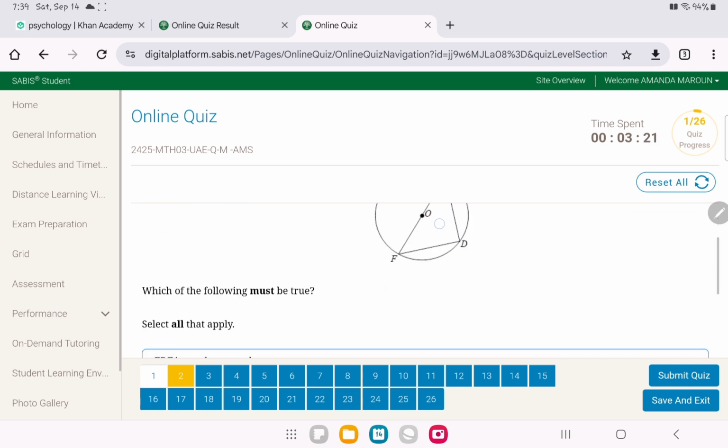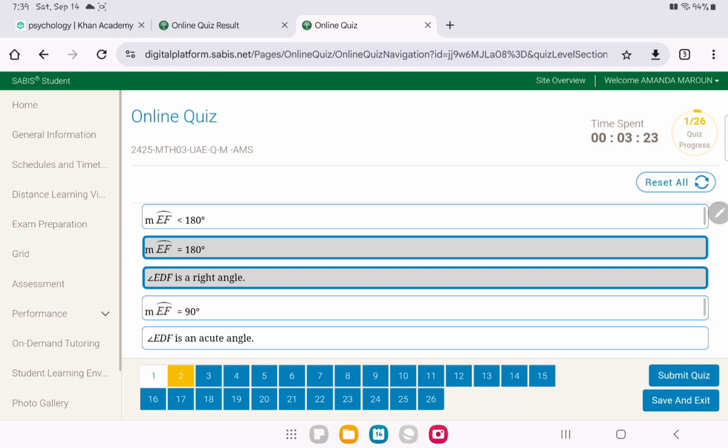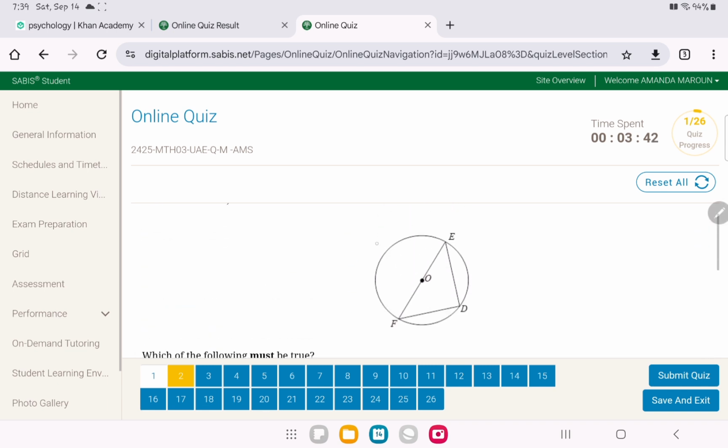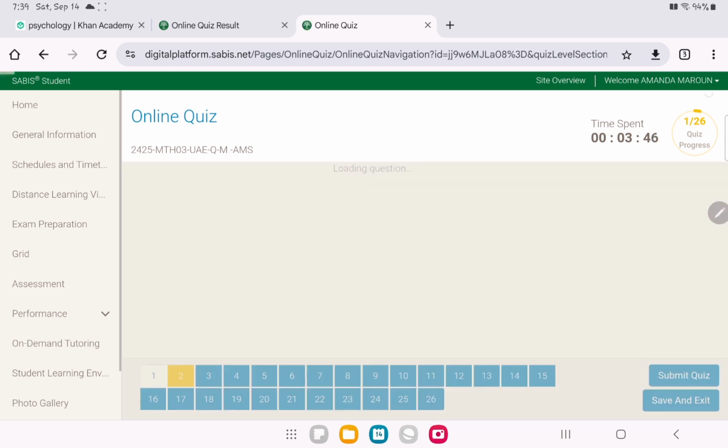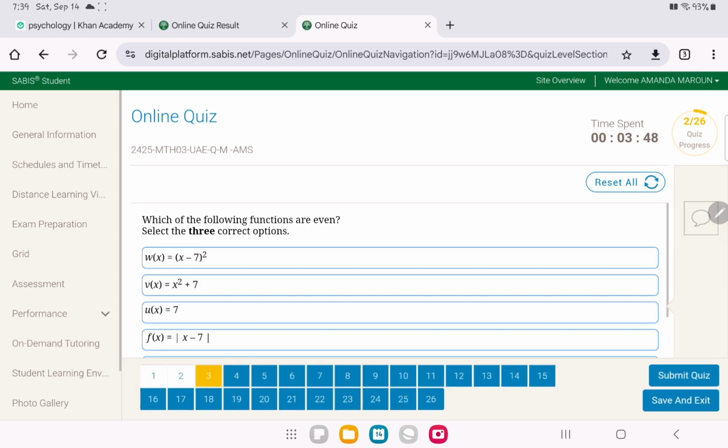Yes, this is true. We found that EDF is a right angle because it is the inscribed angle and the arc that it touches is 180 degrees, so 180 over 2 gives us 90. They're telling us the measure of the arc is 90. No, the measure of the inscribed angle is 90. And finally, angle EDF is an acute angle? No. So we have only 2 correct answers for number 2.